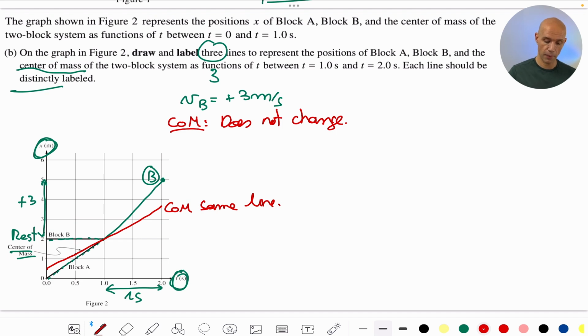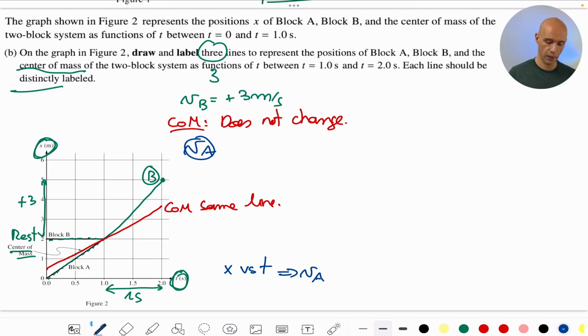And then finally, what happens with A? Well, we need to know what's the speed of A after the collision. So how do we do that? Well, this is a graph of X versus T. So somehow we can get the speed of A. That's the tricky part.